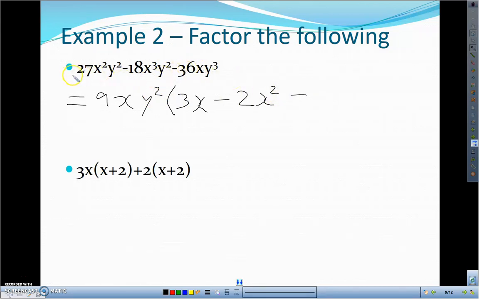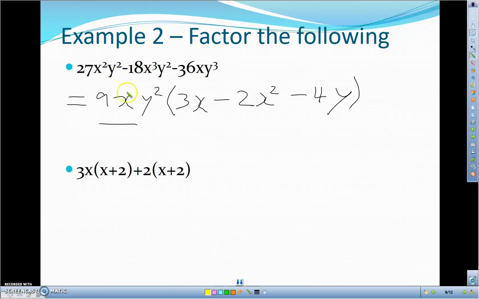Minus 36 divided by 9 is going to be 4. X, take away an x. There's no more x's left. I had 3 y's. I took away 2 y's. There's 1 left. And I don't bother writing the exponent because y to the 1 is just y. So there's my greatest common factor, and I've divided every single term by that greatest common factor.